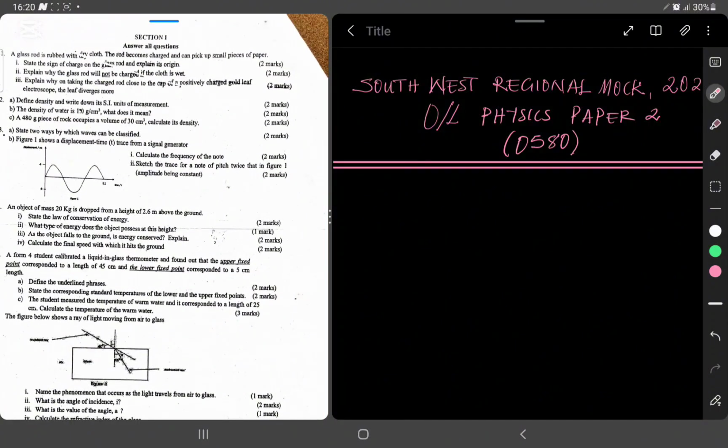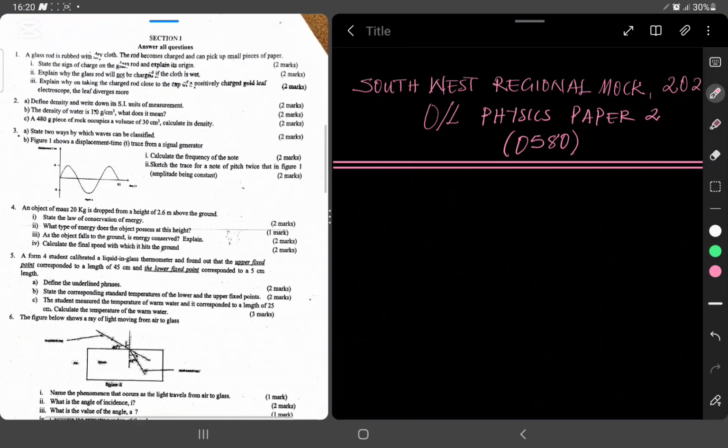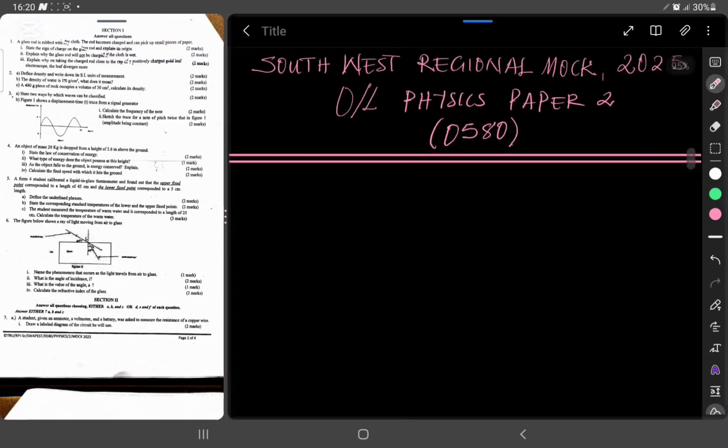Now, section 1, answer all questions as it's always been. Question 1. A glass rod is rubbed with a dry cloth. The rod becomes charged and can pick up small pieces of paper. Roman 1. State the sign of the charge on the glass rod and explain its origin. That's for 2 marks. Roman 2. Explain why the glass rod will not be charged if the cloth is wet, 2 marks as well. Roman 3. Explain why, on taking the charged rod close to the cap of a positively charged gold leaf electroscope, the leaf diverges more. Okay, back to my drawing board.